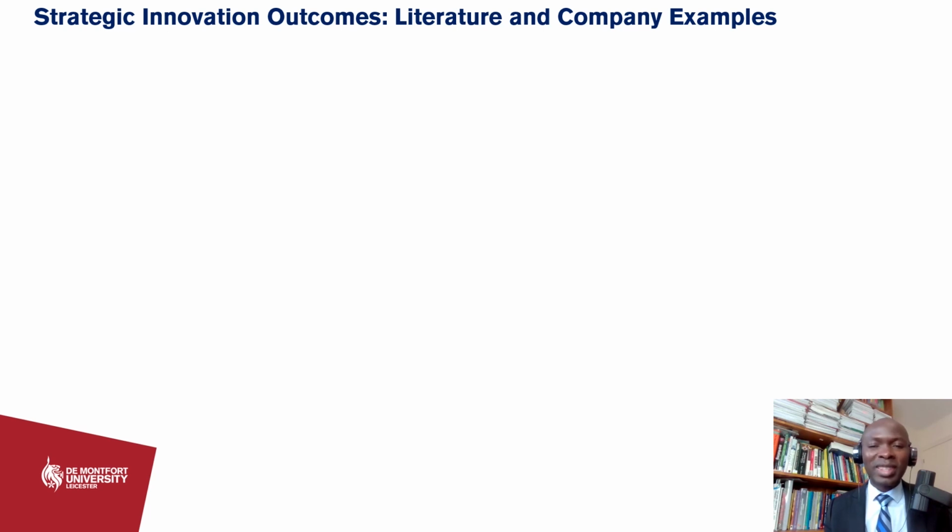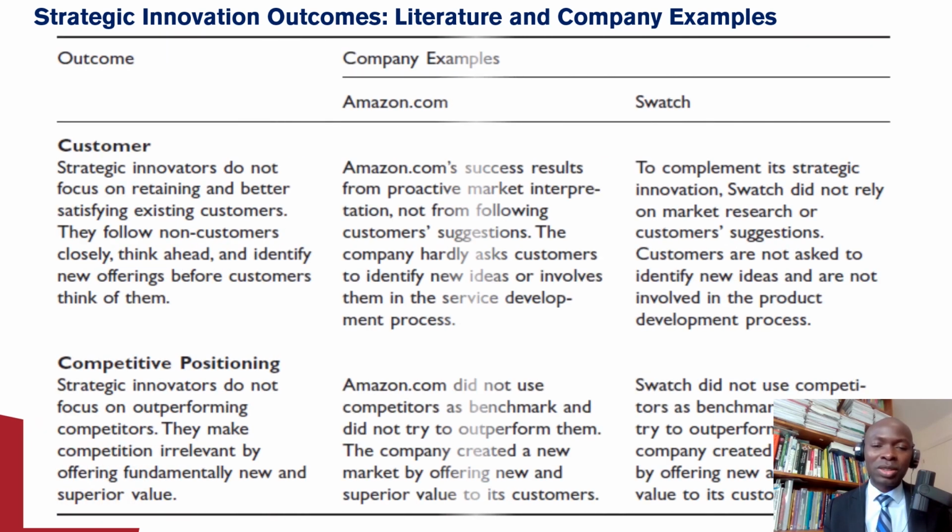So what is the outcome of strategic innovation based on the literature and some company examples? Again, in terms of outcomes, you could look at customers, for example. Strategic innovators do not focus on retaining and better satisfying existing customers. What they do is they follow non-customers closely. They think ahead. They identify new offerings before even customers start to think about them. So this is value creation for customers at the heart of it. And a company like Amazon is a classic example in this particular regard.